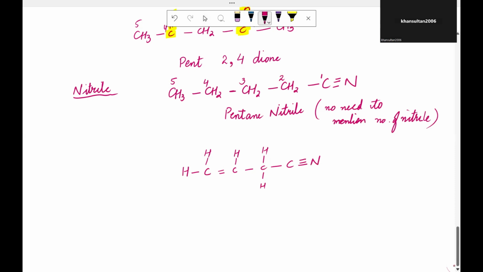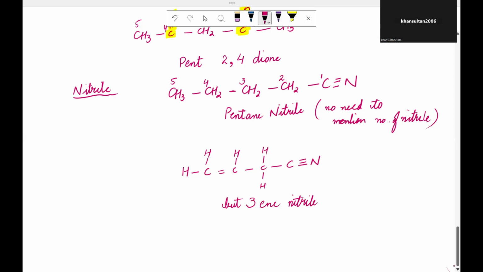How many carbons would be there? One, two, three, four. So that would become but. And where does this double bond lie? One, two, three. Third. But-3-ene, and nitrile. Okay.